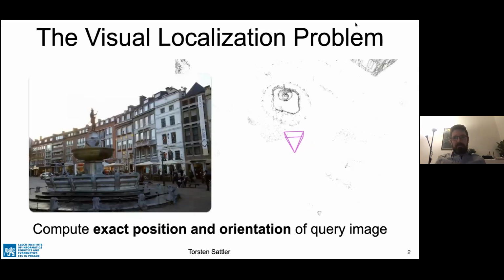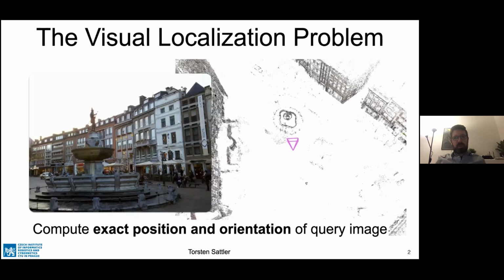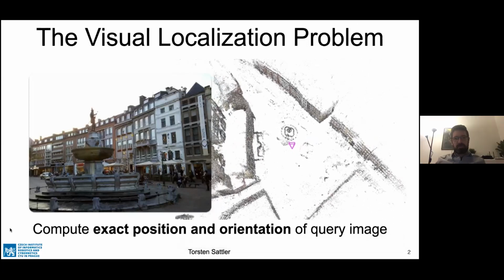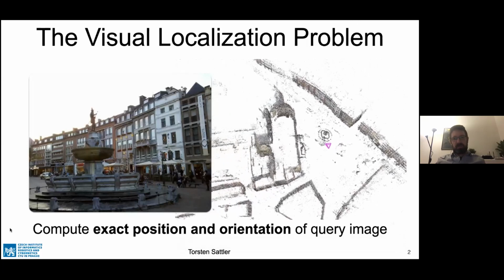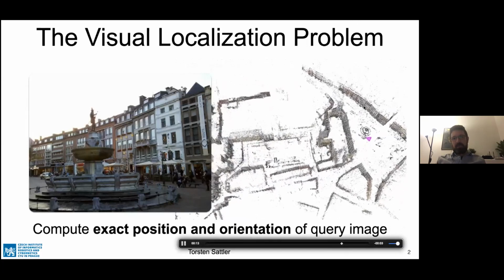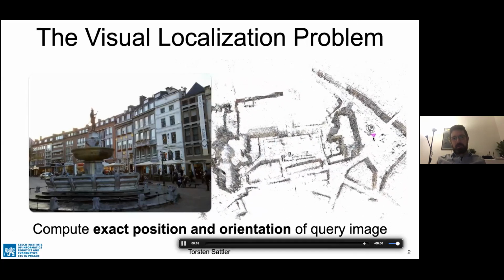So visual localization is a problem where we're given an image, and what we would like to do is compute the exact position and orientation from which this image was taken in the world or in a scene. And often we will use some 3D model of the scene. So what we would like to compute is the position from which this image was taken and the orientation, which is denoted as this pyramid, where the peak of the pyramid is the position of the image, and the base gives you the image plane.